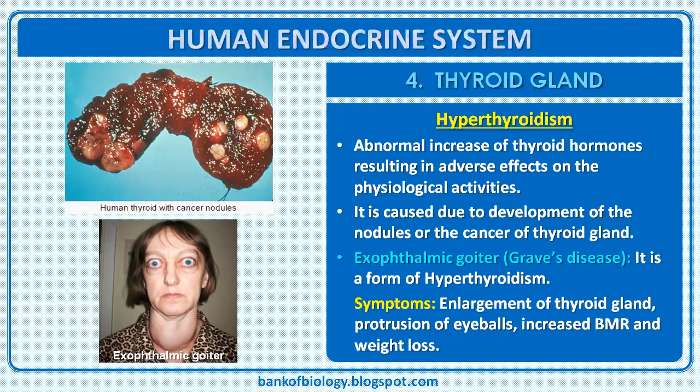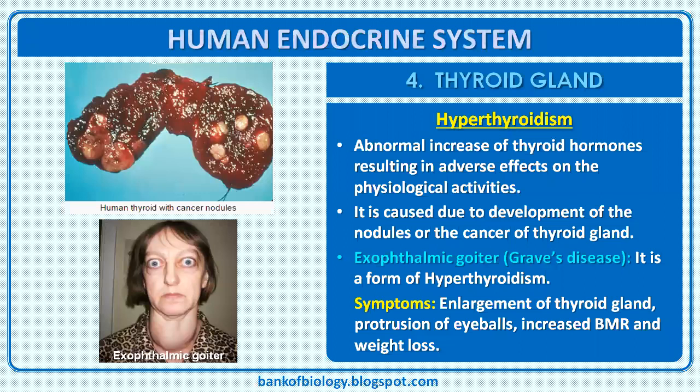Hyperthyroidism is the abnormal increase of the thyroid hormone resulting in adverse effects on physiological activity. It is caused by the development of nodules or cancer of the thyroid gland, sometimes overgrowth. We say nodules; in cancer, we know there is uncontrolled division. The cells also divide uncontrollably and cause this condition. We call this exophthalmic goiter, Graves' disease. Symptoms: the patient with exophthalmic goiter has protrusion of the eyeballs, increased BMR, weight loss.